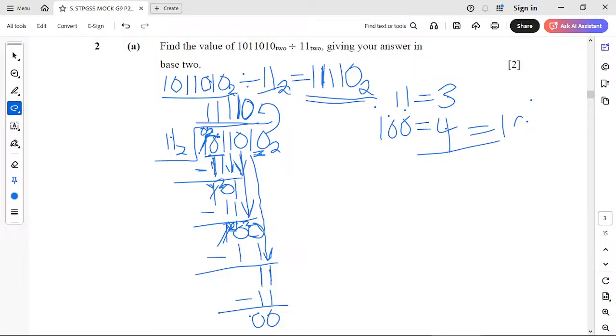Now we have answered question 2a, we go to question 2b.